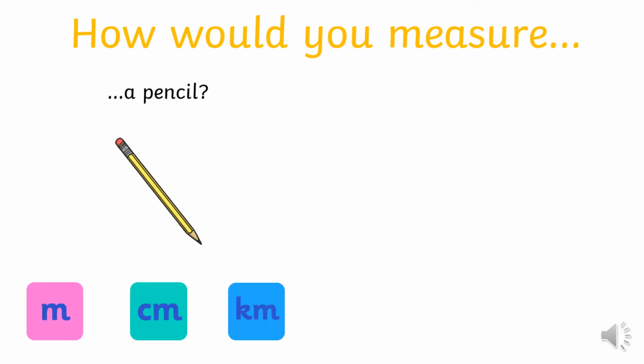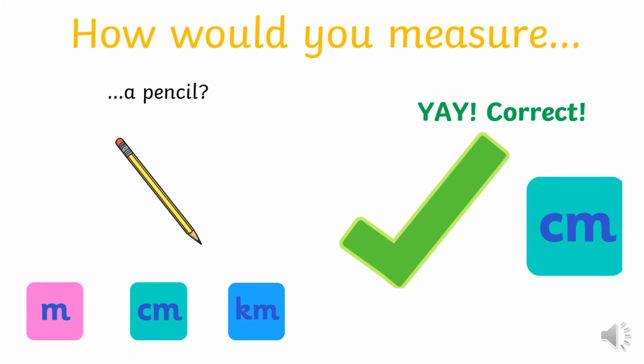How would you measure a pencil? We could measure the pencil and we would record its length. What would we record its length in? M for metres, cm for centimetres, or km for kilometres. What do you think? cm. We would measure the length of a pencil and record its length in centimetres. We could record that using a ruler.